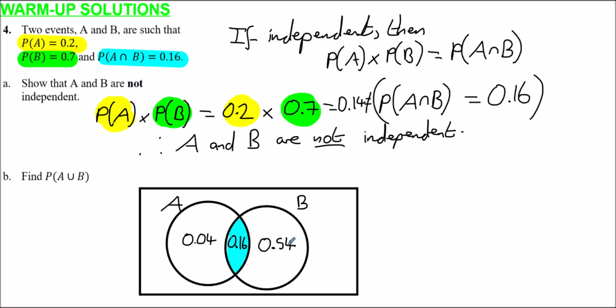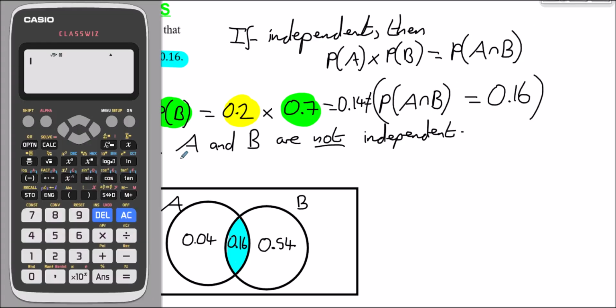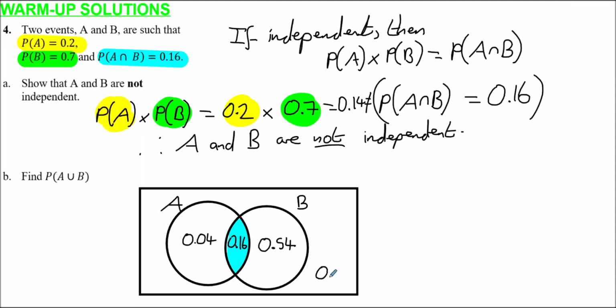And it's supposed to be complete in this Venn diagram. We should also include the number on the outside, the chance of it being neither A nor B. So we can do that too. And that'll just be 1 minus all of these probabilities. So we can do 1 minus 0.04 minus 0.16 and then minus 0.54. We get there a result of 0.26. So we've got 0.26 on the outside of the Venn diagram.